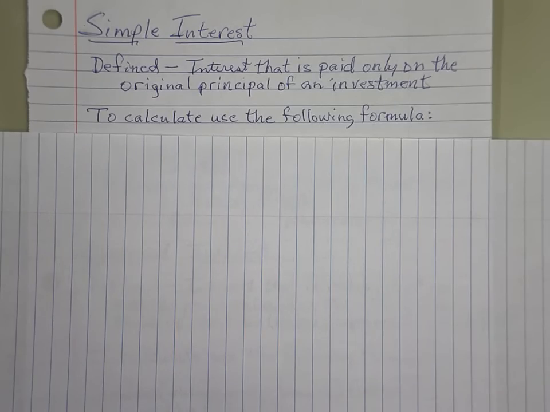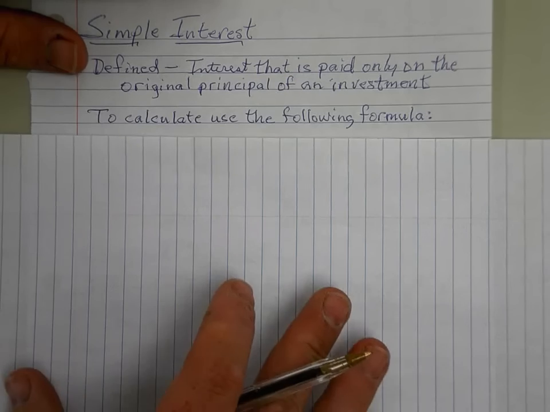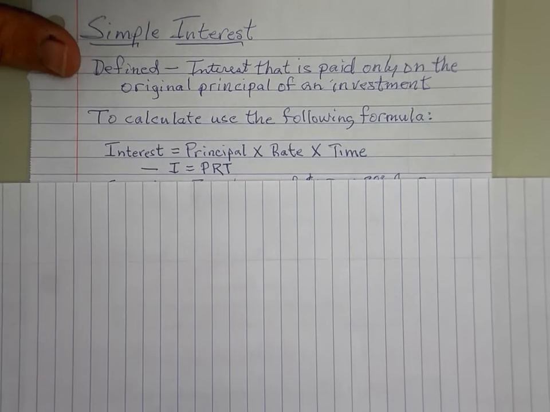So we're going to look at two different kinds of interest today. We're going to look first at simple interest, and then we're going to look at compound interest, which is something that we'll focus on more in future lessons. First, simple interest. When we look at that, it's basically defined as interest that is paid only on the original principal of an investment. So you don't get extra interest on your interest, you only get interest on the original amount you put into an investment. So to calculate interest, you use the following formula for simple interest.